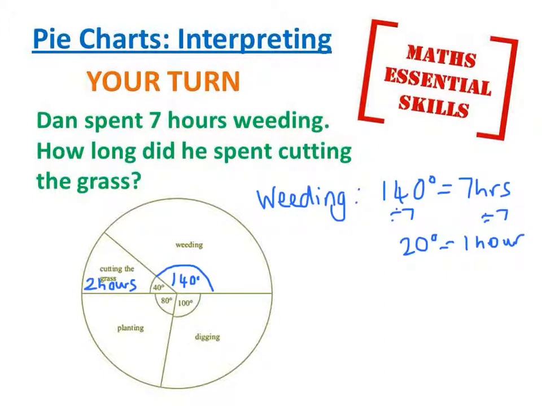If it asks me another question, how long did he spend digging perhaps? How many 20s go into 100? Well, that would be 5, so that would be 5 hours, and so on.